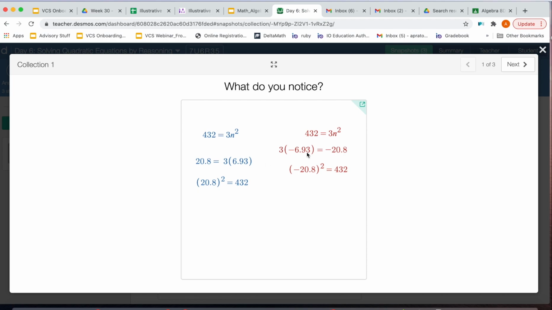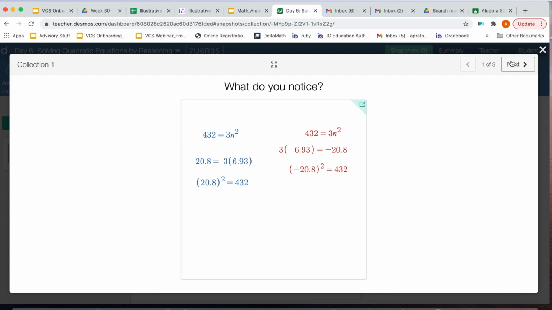This student used guess and check, but they thought that you do 3 times n and then square it. That's the misconception that lives for this. So they were guessing and guessing until they got really close to a value that gave 432. Because it's a decimal, there's no perfect square number that multiplies by 3 to give us this perfect square.